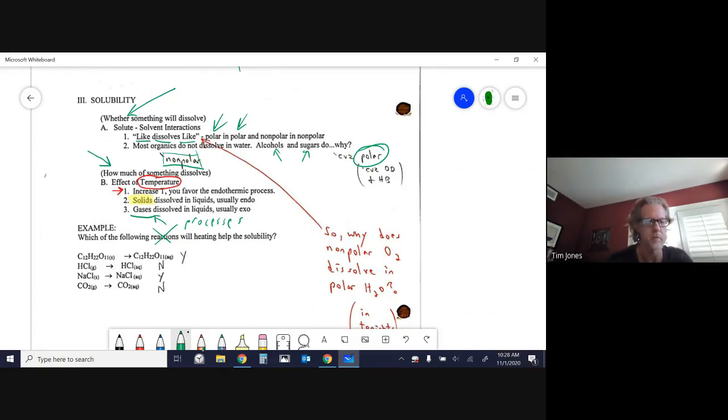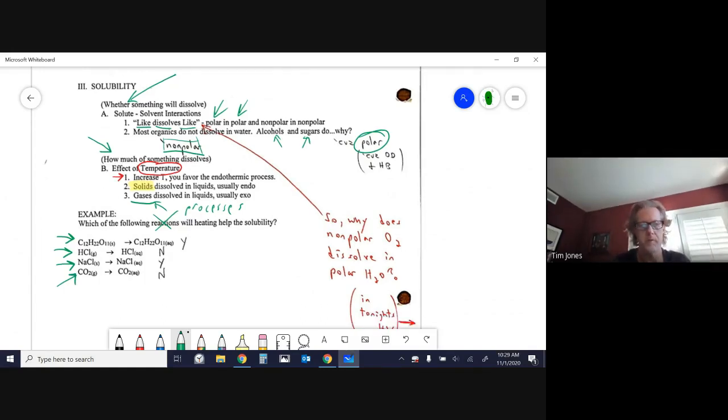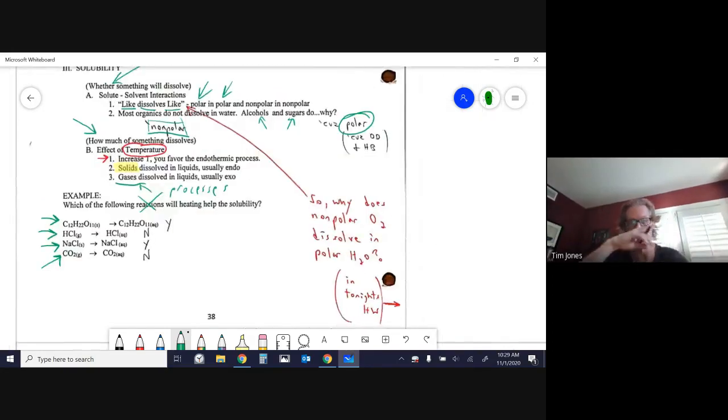So here, the first one is sugar. That's a solid. So unless we know otherwise, that's going to be yes, heating will help. Second one's a gas, so no. Third one's a solid, so yes. And the last one is my example with soda. That's a no.